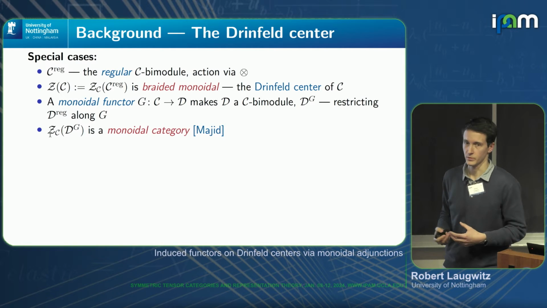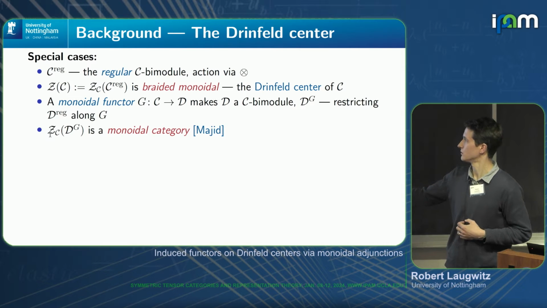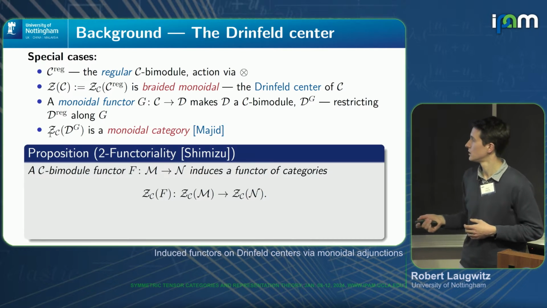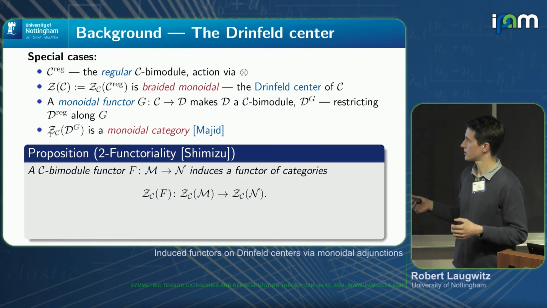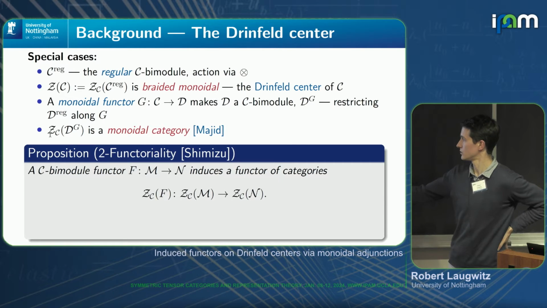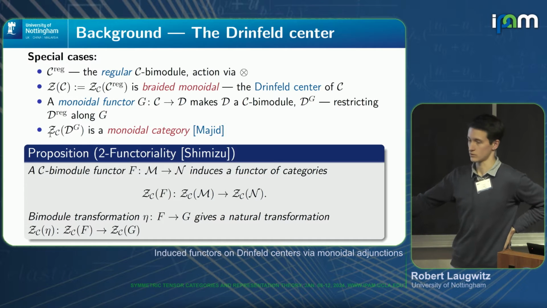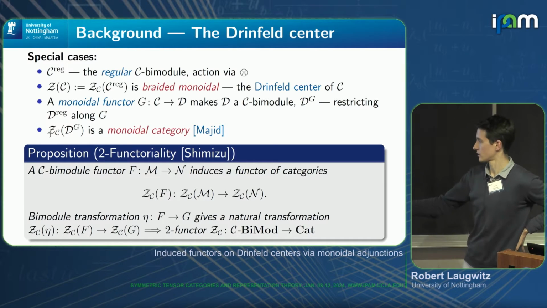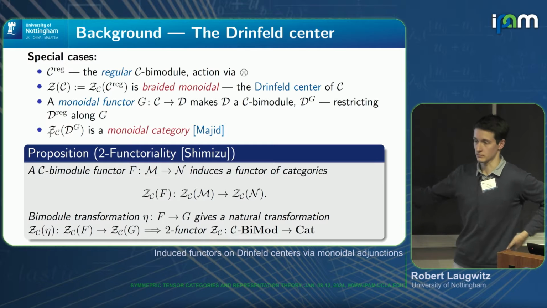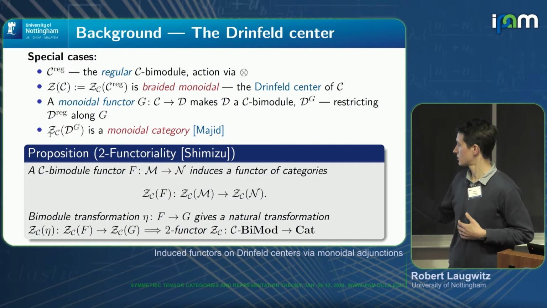In general, the center of a bimodule category is not monoidal, it's just a category. But in this case, it's a monoidal category. This was already known to Majid in the early 90s. And what is actually interesting about the center of bimodules is that if you have a functor of C bimodules with fixed actions from a fixed category C, then it induces a functor on bimodule centers, but also a bimodule transformation gives a natural transformation. So this is in fact two functorial. This was already observed by Shimizu, but maybe it's more widely known. I don't know. So this is going to be a tool for us at some later stage.